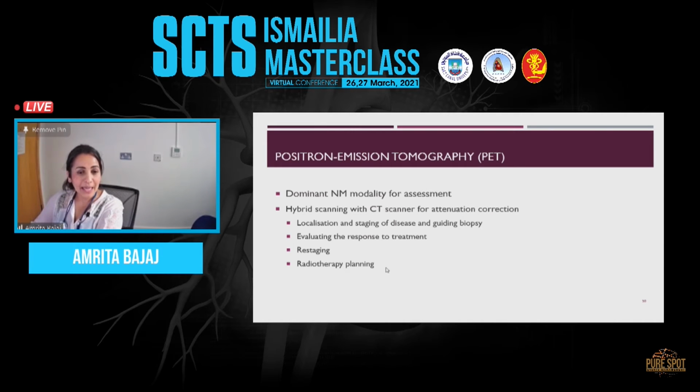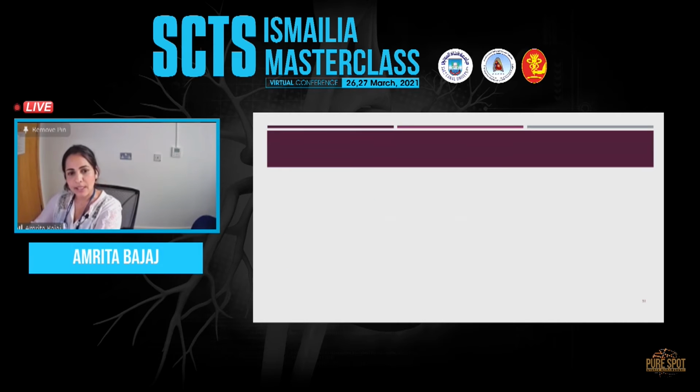And you can use it not just for initial staging, you can use it for evaluating the response to treatment, to restaging. In certain cases, such as mesothelioma, it's proven to be even prognosticating, depending upon the standardized uptake value. And it's an upcoming modality for radiotherapy planning, although we are not using it in our trust.